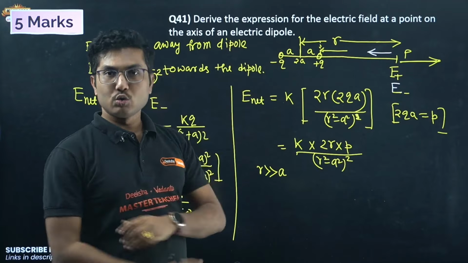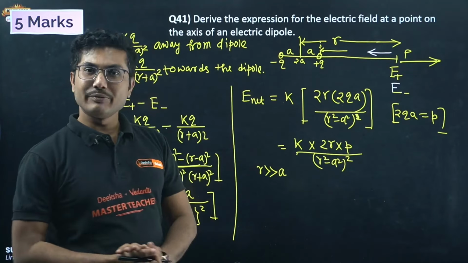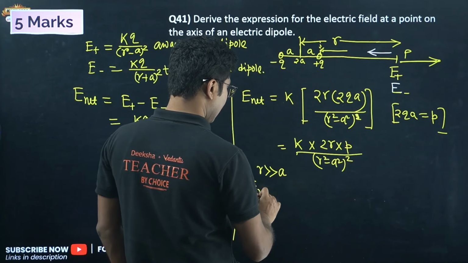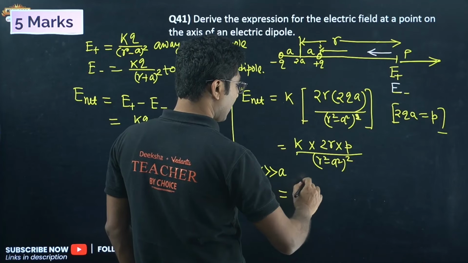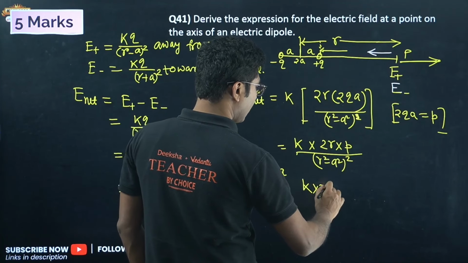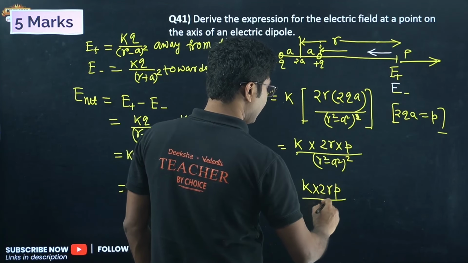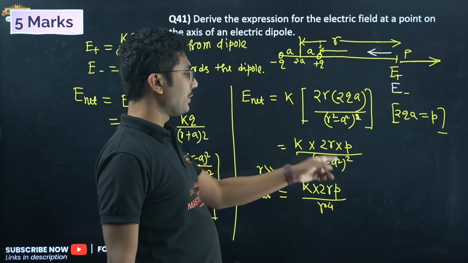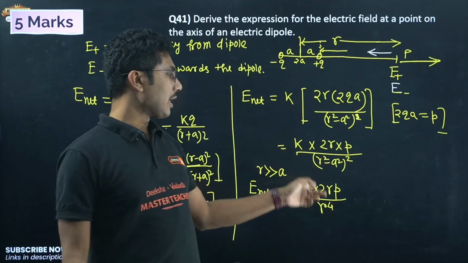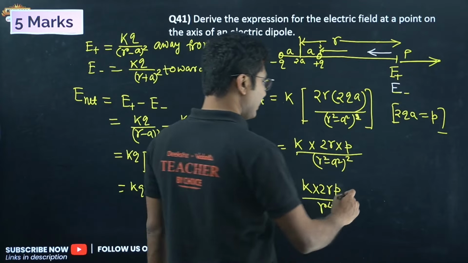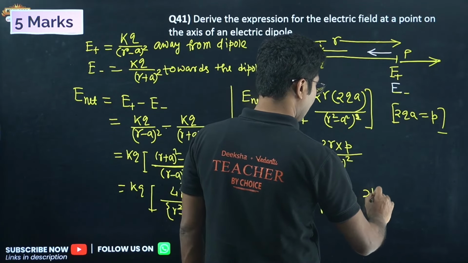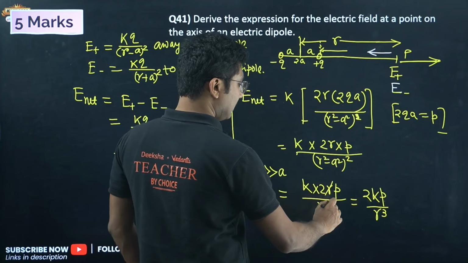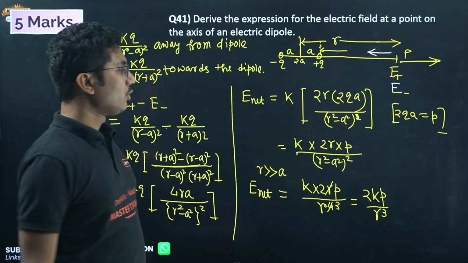So this distance 2a is small, that means distance a will also be small, right? So r must be greater than a. So we can say that E net is given by k into 2r into p divided by r to the power 4. We have approximated r square minus a square to be r to the power of 4. One of the r's cancelled, so we get 2kp by r cube.